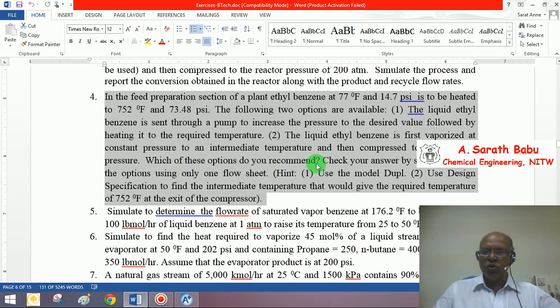Which of these options do you recommend? So you are required to simulate both these options and try to compare their performance. And finally, you are required to suggest which one of these options is better and probably identify what are the reasons for choosing a particular option. Now let us try to simulate this problem.